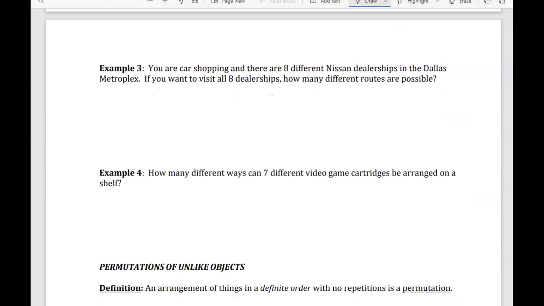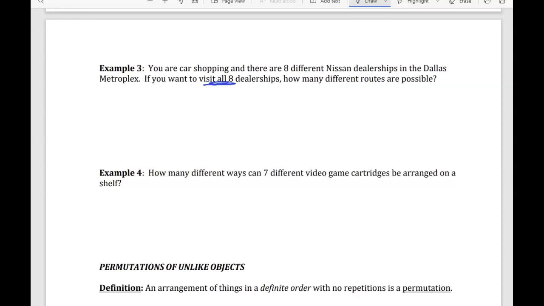So, for example, these two examples. You're car shopping, and there are 8 different Nissan dealerships in the Dallas Metroplex. You want to visit all 8 dealerships. You want to know which different routes. So you have 8 to start with, and you're going to go visit all 8 of them. And you want to know which different routes.